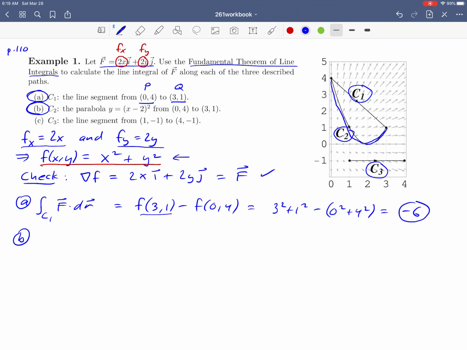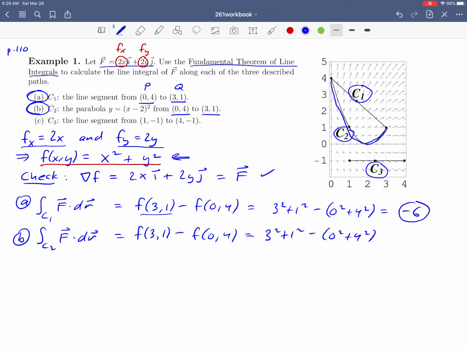Same type of question. We're being asked to calculate a line integral, but this time along a different path, C2, which in our picture is this parabola that we're looking at here. But again, because we're using the fundamental theorem of line integrals, it really doesn't matter what the path is that we're traveling along, only the starting and the ending points matter. (0, 4) and (3, 1). Notice that those are exactly the same points as in part A. And so we're going to get exactly the same answer that we did in part A.